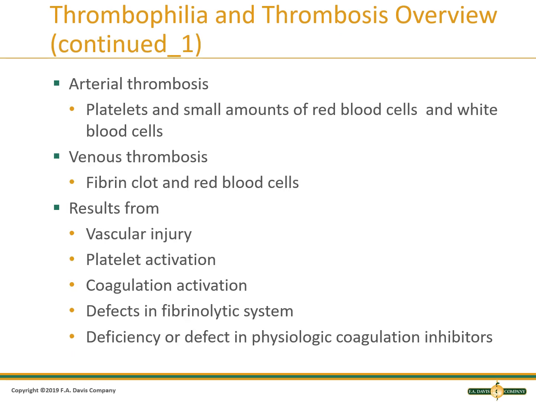Arterial thrombosis, or a clot that forms in an artery, is made up of platelets and small amounts of red blood cells and white blood cells. A venous thrombosis, or a blood clot that forms in the vein, consists of a fibrin clot and just red blood cells. Both of these can result from some sort of vascular injury, platelet activation, coagulation activation, some sort of defect in the fibrinolytic system, or a deficiency or a defect in the physiologic coagulation inhibitors.